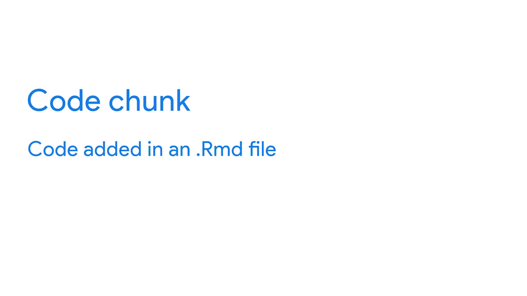Code added to an RMD file is usually called a code chunk. We've shown you these code chunks in some of the RStudio sessions we've been running, and you may have noticed code chunks if you've been practicing along with us. Now we'll show you what they're all about.